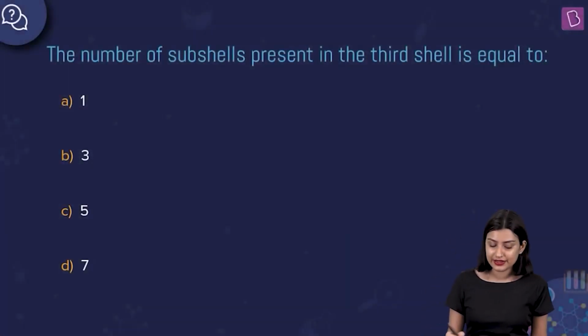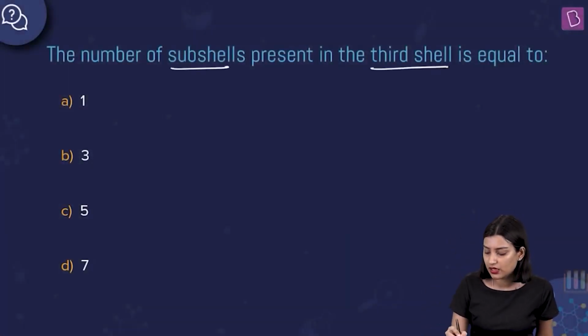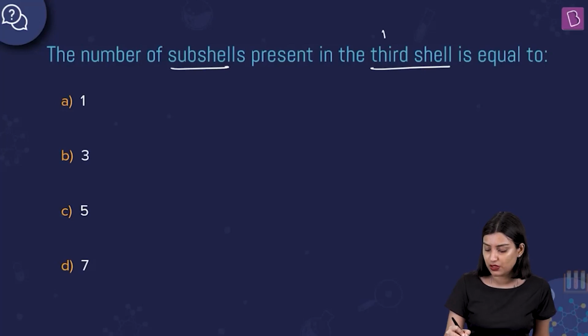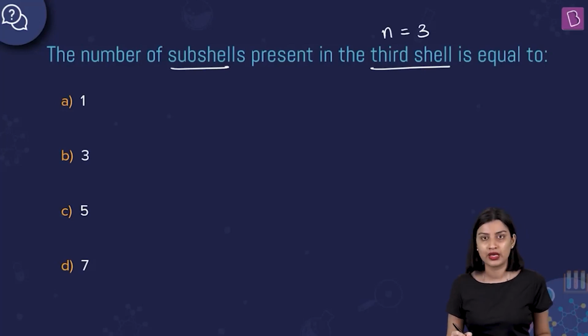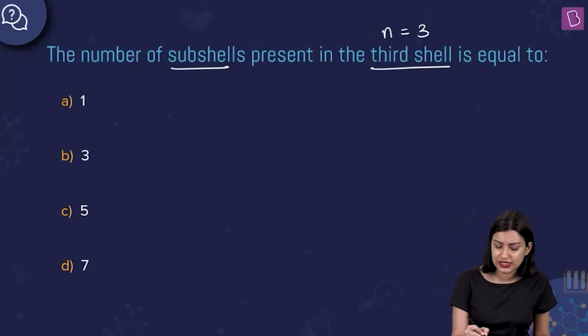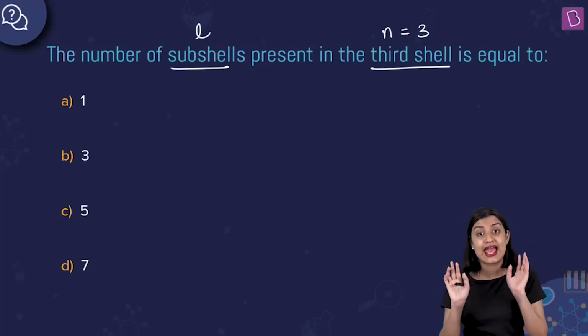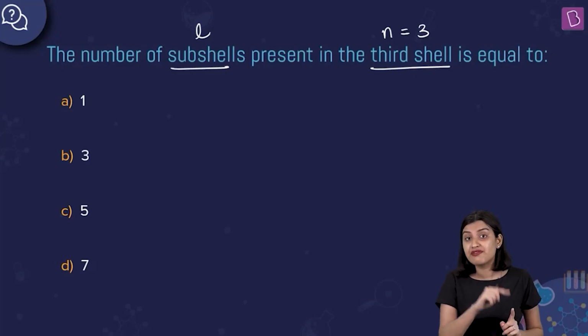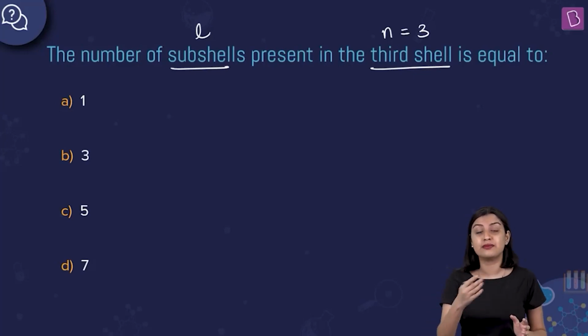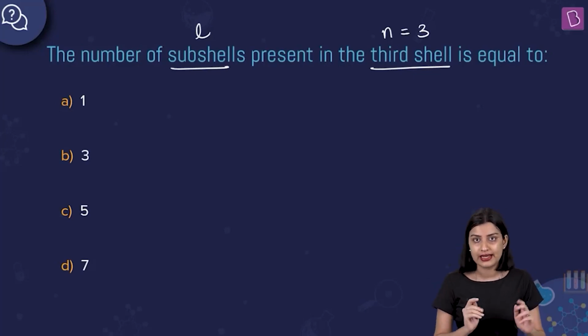Okay, so here they're saying the number of subshells present in the third shell is going to be equal to what? So third shell means your principal quantum number n is equal to 3. And number of subshells means they're talking about the number of values that L can take. Not what is the value of L, but how many possible values of L there can be for n equal to 3. That is what they're saying.